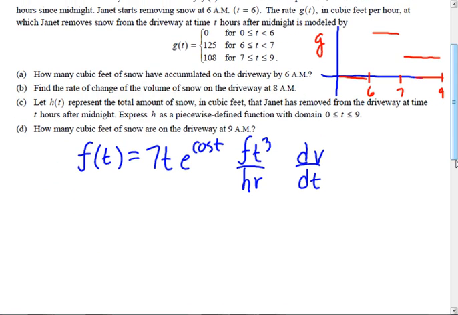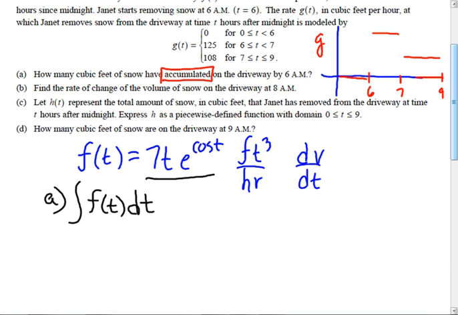Okay, so A, how many cubic feet of snow have accumulated by 6 a.m.? What's the key word here? Accumulate. So what do you have to do to this function? Integrate it. You're either going to take a derivative or you're going to integrate it. So the integral of f of t dt, you do not have to rewrite that thing in there. From where to where? I want to know how much snow is on the ground. 0 to 6.